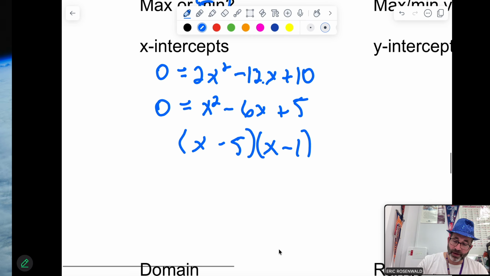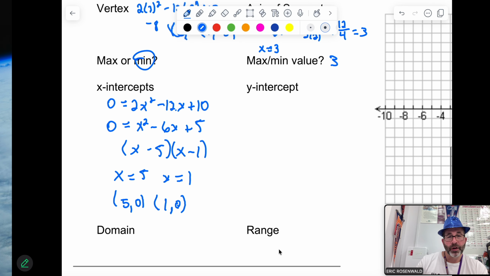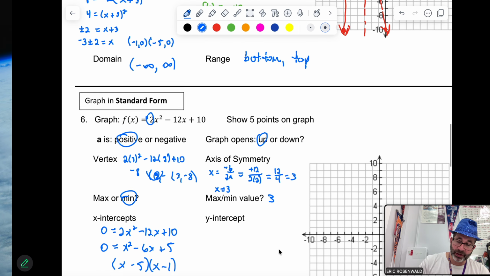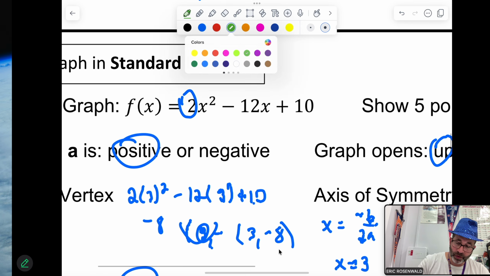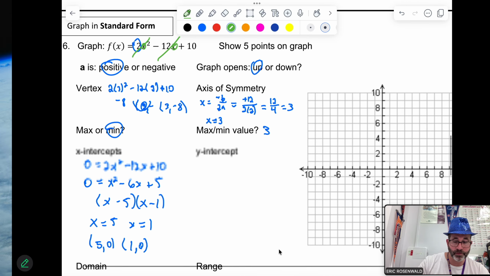So we're going to have x equals 5, x equals 1. So we have (5, 0) and (1, 0). Those are my x-intercepts. For the y-intercept, we're going to set x equal to 0. So again, if we go here, we set x equal to 0. We're going to have a 0 here and a 0 here, which means this goes away and this goes away. So we're going to have a y-intercept at 10.